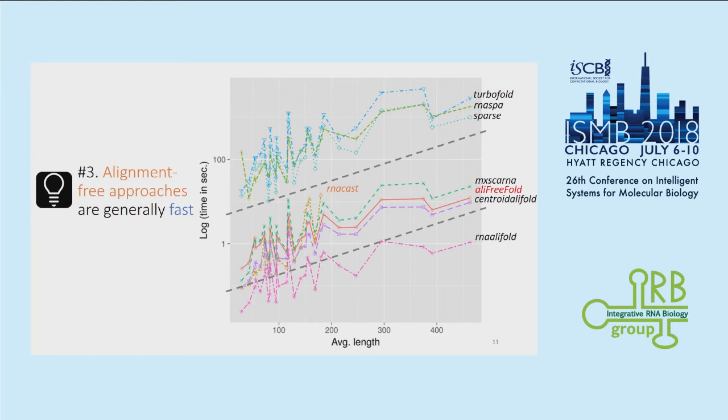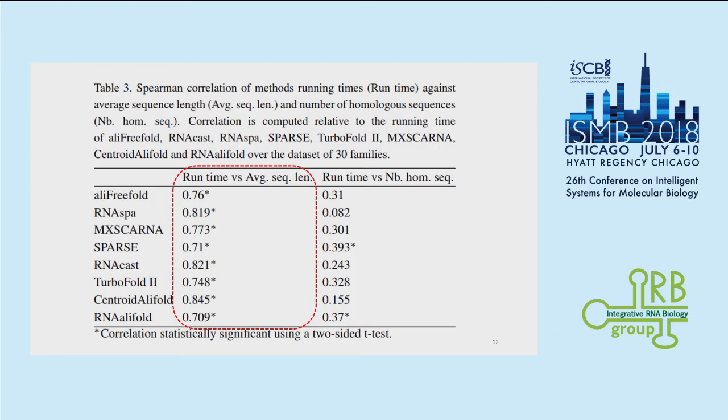And the reason is as follows. Those approaches are align and fold. There is no simultaneous align and fold. So they are less demanding in terms of computation. This is mainly the reason they are the fastest. The reason why we only focus on the average length is because we observed a high, statistically significant correlation of the running time against the average sequence length, but it was not the case when we considered the number of homologous sequences.